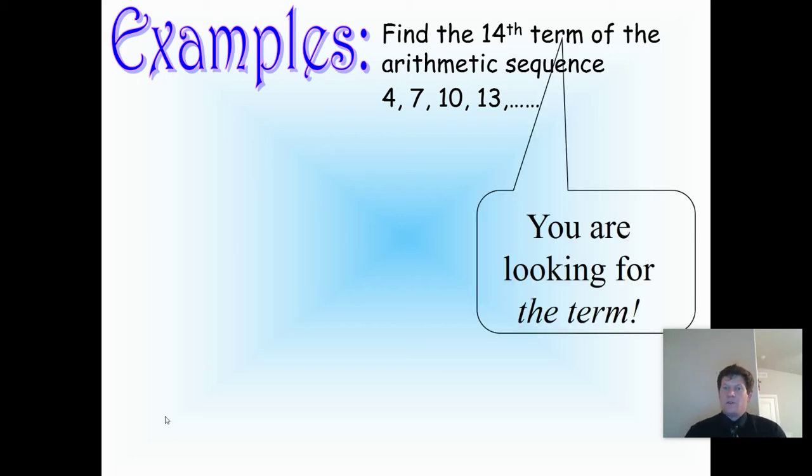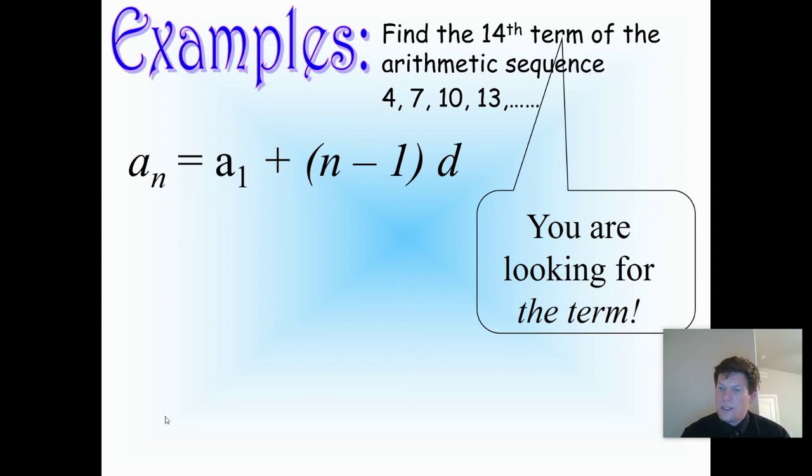We know what the first term is. The first term is the first number in the list. It's 4. Now, can you tell me what the common difference is by looking at the pattern with this sequence? Hopefully you notice we're adding 3 every time. So our common difference is 3.